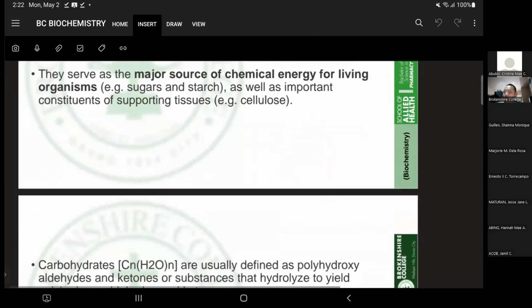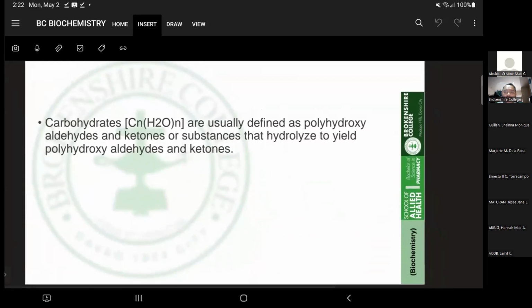Okay. To continue, carbohydrates have a chemical formula of CnH2On. So ibig sabihin yan, n stands for the number of carbons, then H2O, we multiply it by the number of carbons. And carbohydrates are usually defined as polyhydroxyaldehydes and ketones, or substances that hydrolyze to yield polyhydroxyaldehydes or ketones.